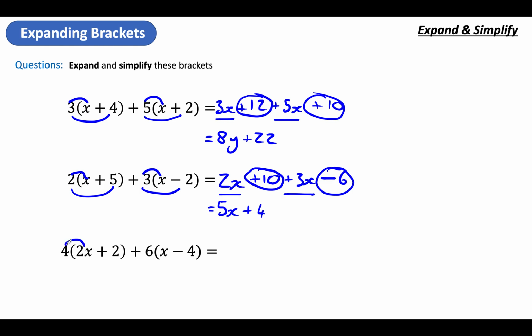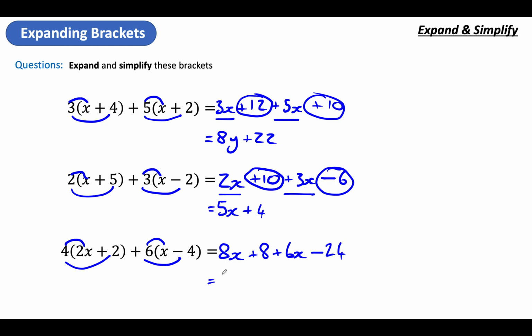Oh, I've got 2x here, but we've done loads of these before, so we should know that 4 times 2x makes 8x, and then 4 times the 2 is also 8. Then we're going to do 6 times x. Now this is positive, so positive times positive just makes a positive 6x. And then a positive times a negative is going to be a negative, and 6 times 4 is 24.